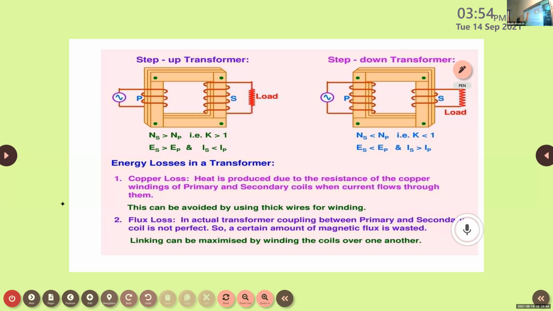The first one is the step-up transformer. Can you guess what is the use of this step-up transformer? Is it used to increase or decrease the value of voltage? Increase. It is used to increase, as its name implies. A step-up transformer is used to increase the value of voltage.